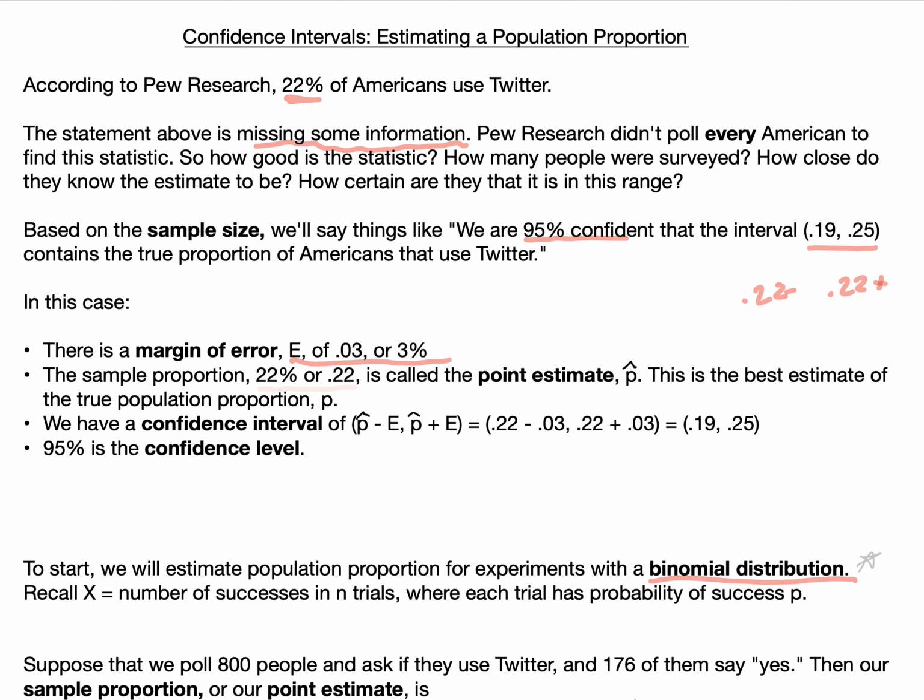The sample proportion, that is whatever proportion of people ended up saying yes to this survey that they initially did, is 0.22 or 22%. It's also called the point estimate, and it's denoted p hat, because the true proportion that we don't know, the real proportion of Americans that use Twitter, is denoted as just p. This is a confidence interval of p hat minus the margin of error to p hat plus the margin of error. And 95% in this case would be the confidence level.